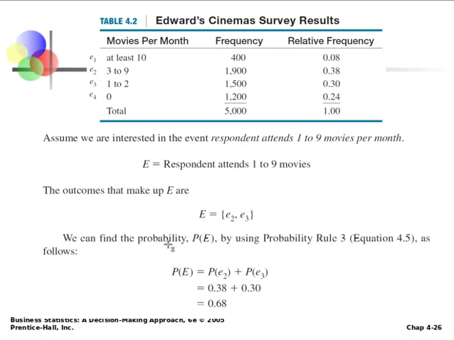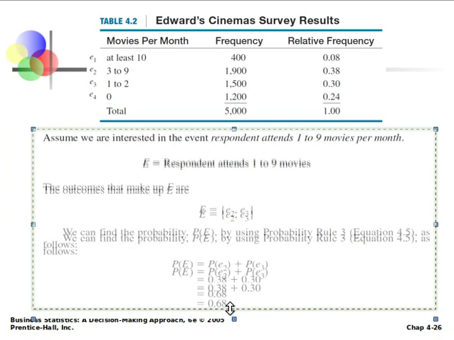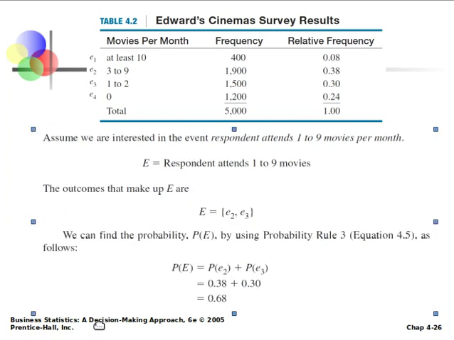We can find the probability of E by using probability rule 3, which is equation 4.5 as follows. 0.38 plus 0.3 equals 68%.